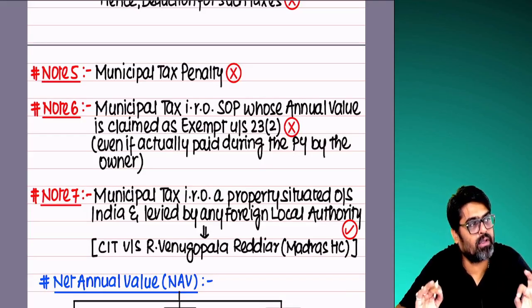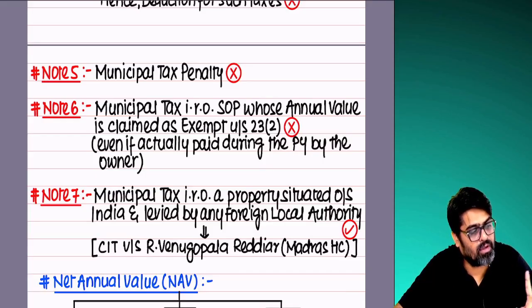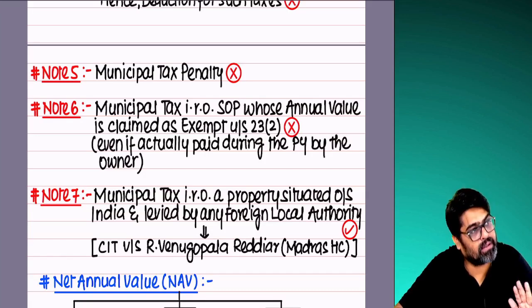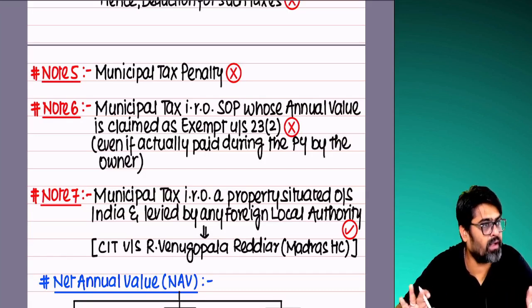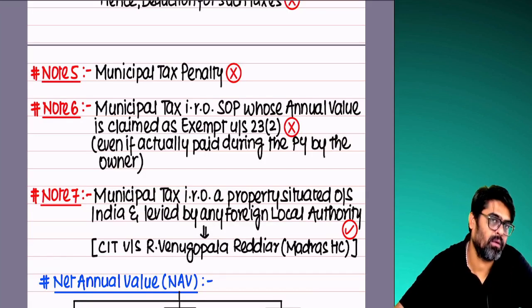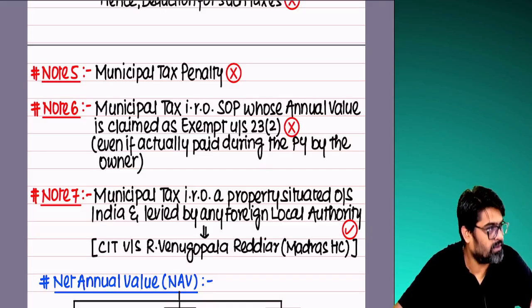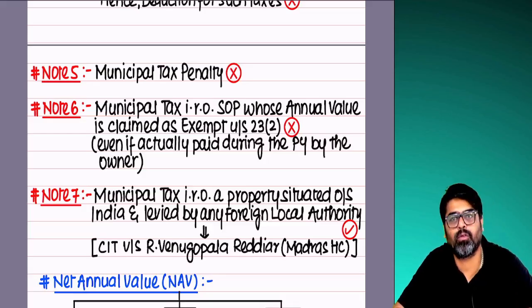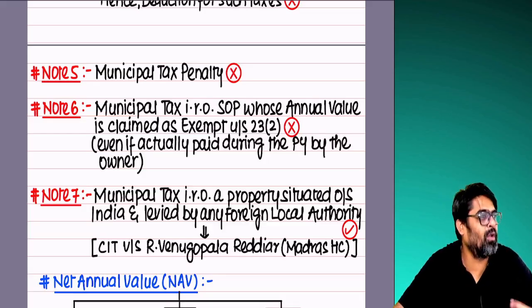How much deduction are you going to take? 10,000 or 10,800? Meaning that the municipal tax penalty charged for delay in payment of municipal tax will not be allowed as deduction. Why not, sir? First one, it is not a tax. Second one, just imagine you start getting the deduction for municipal tax penalty also. Will you ever pay municipal taxes on time?